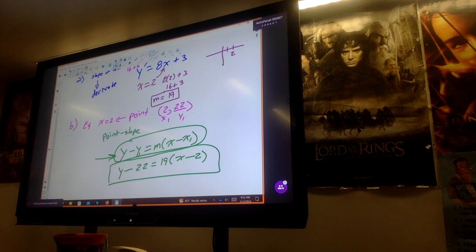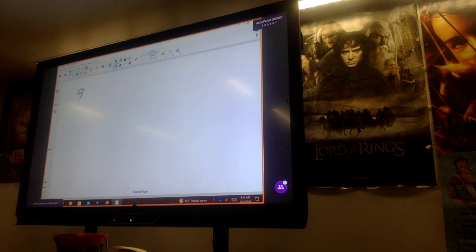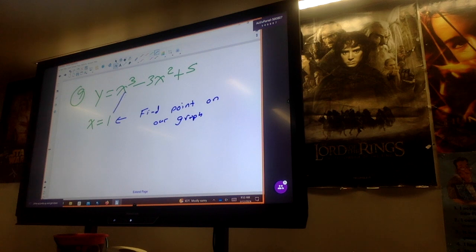Okay? So let's see if we can walk through number 9 together. Can I go off the screen? We good? Okay. So number 9 says y equals x to the third minus 3x squared plus 5. And then they say, hey, something's going to take place at x equals 1. Okay? Now we know we want to find the tangent line. So I could say this. I could say, let's find the point on our graph. Okay? So I'm going to take this, I'm going to plug it in here, here.